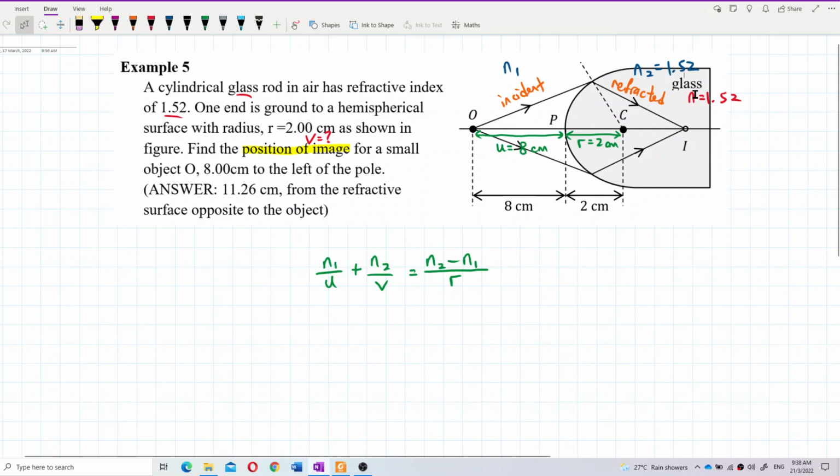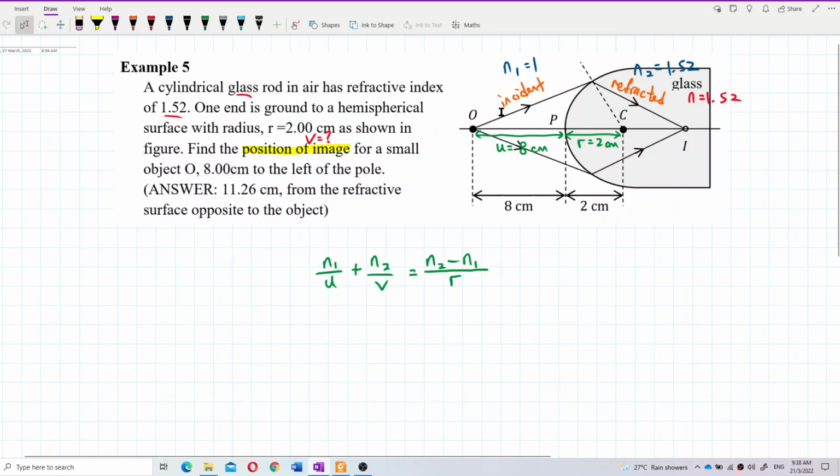Understand? 1.52. The incident ray is in the air, so air has refractive index 1. n1 is where the incident ray is, and n2 is where the refracted ray is. That's why we need to draw the incident ray and refracted ray first. Then only will we know where n1 and n2 are.